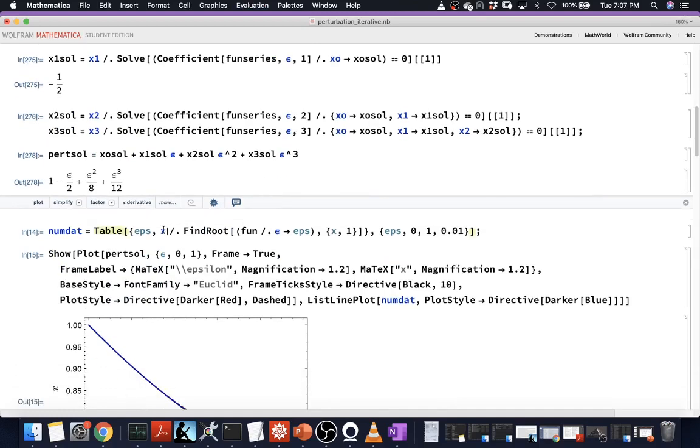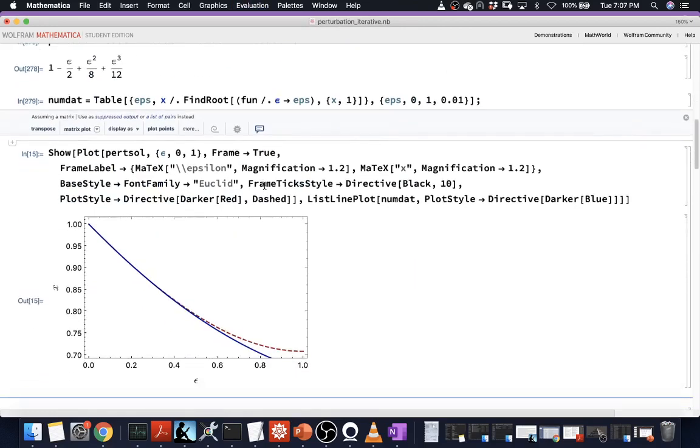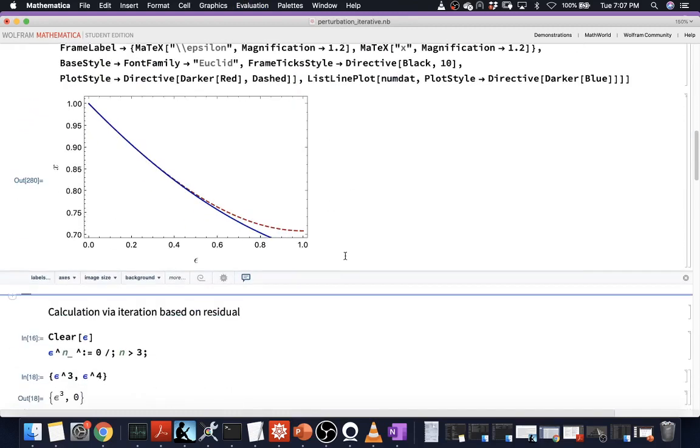Now the nice thing is I can also compute this root for different values of epsilon using FindRoot in Mathematica, and I can then plot them side by side, which is done here. And the blue line is the numerical solution, and the dotted line is what we obtained approximately by perturbation methods. And you see that it matches really well up to epsilon equal to 0.4, and then for larger epsilon it starts to deviate, unsurprisingly. But again, you see that there's a good region over which you have obtained a pretty good approximation analytically.